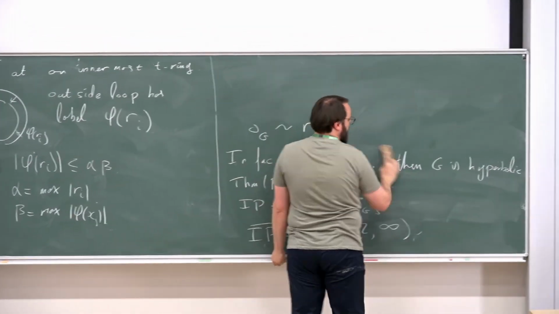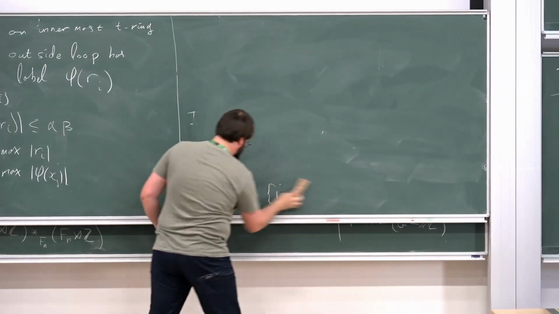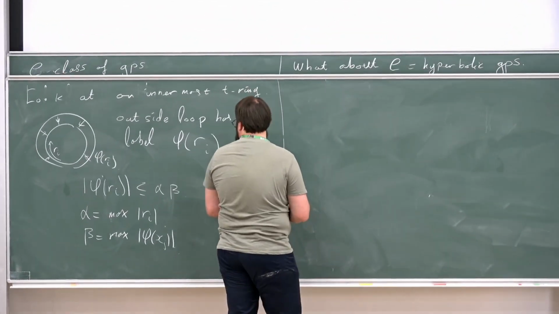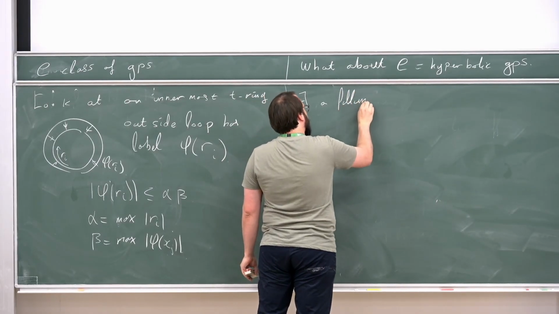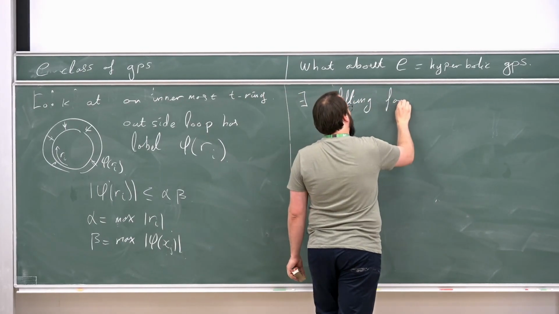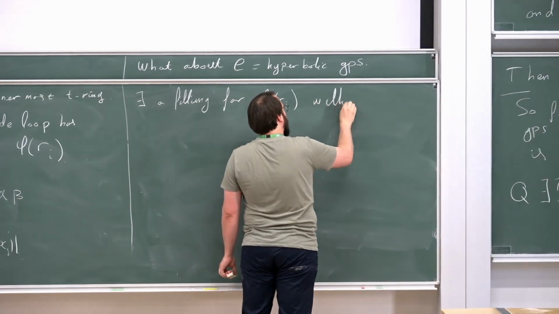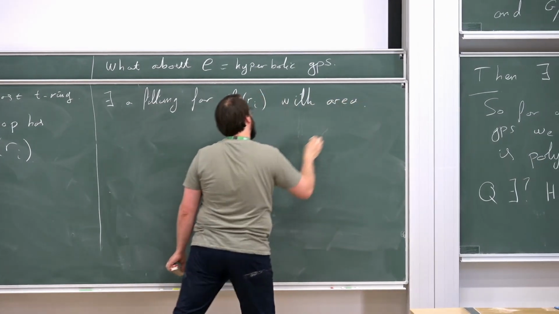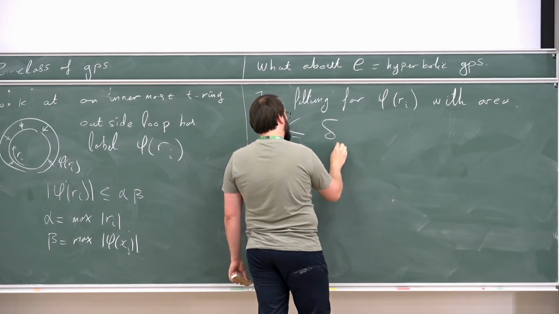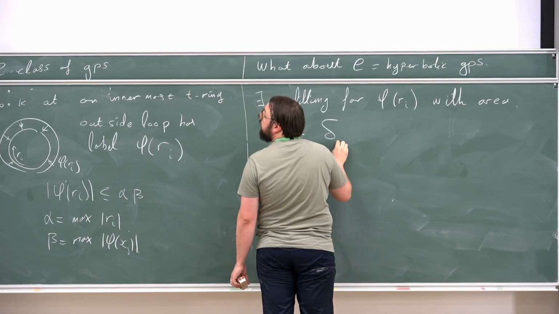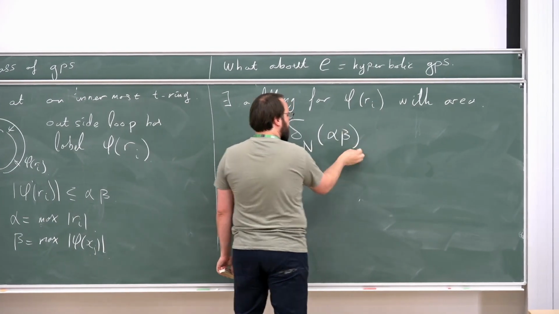So let me write something down, maybe a little bit less vague. What I'm trying to say is that there exists a filling for phi of Ri with area less than or equal to the Dehn function of N applied to this constant alpha.